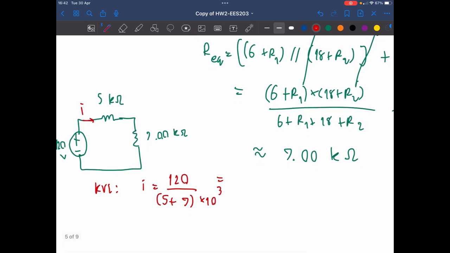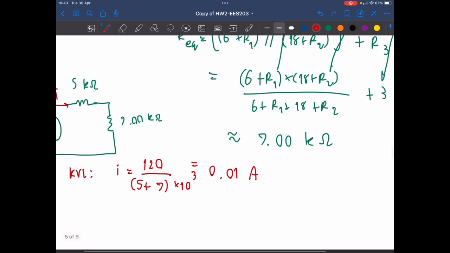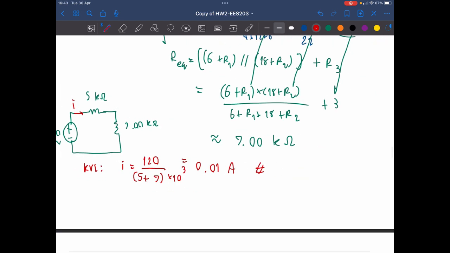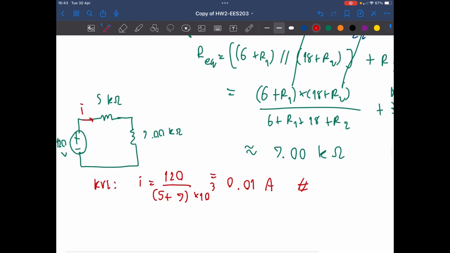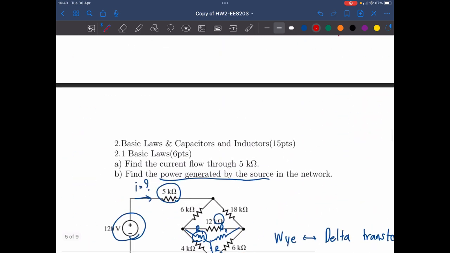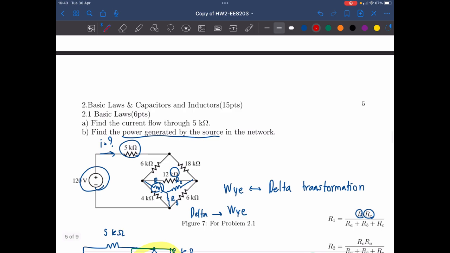And in the end, we get the result, which is equal to 0.01 amperes. And that is the answer to question 1 here. Now we got the amount of current that flowed through the circuit. Question 2, we want to find the power generated by the source, right?